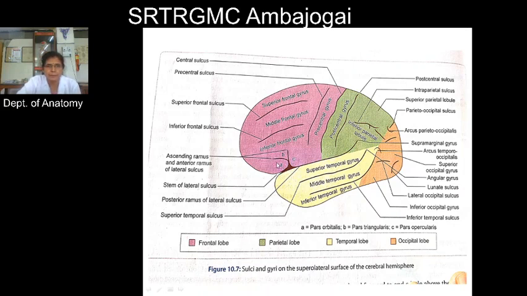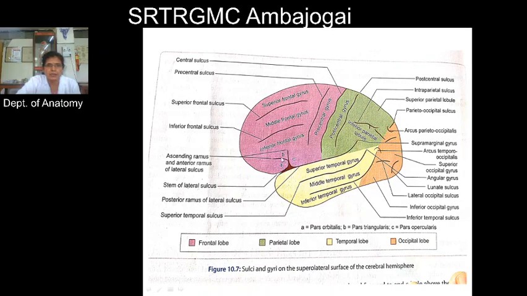So the first is the anterior horizontal ramus, and the second is the anterior ascending ramus. They are named according to their direction, and ascending means it ascends upward, and horizontal means it runs horizontally. Now this inferior frontal gyrus, due to these rami, is divided into 3 parts. The part which lies beneath this anterior horizontal ramus, that is called pars orbitalis.